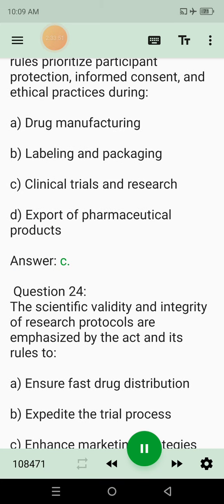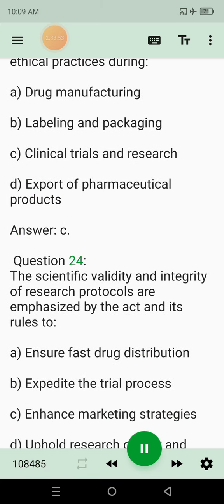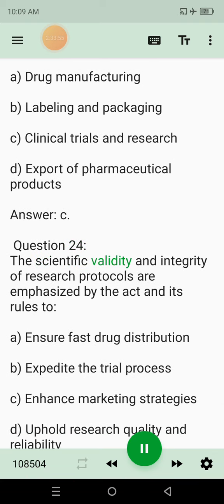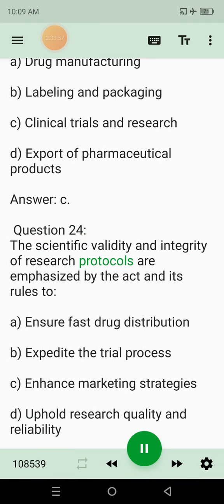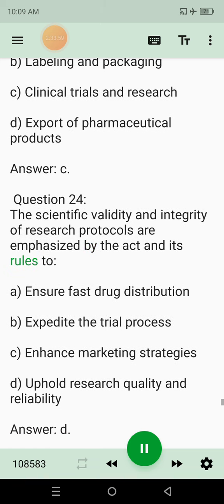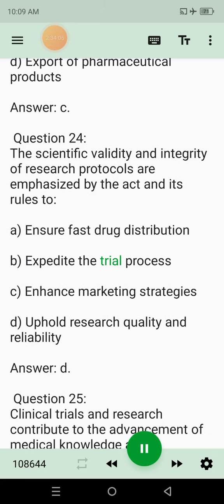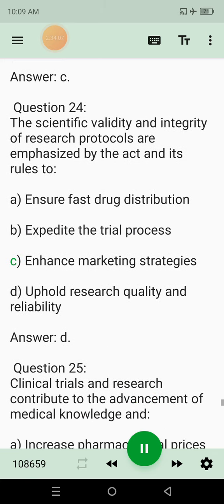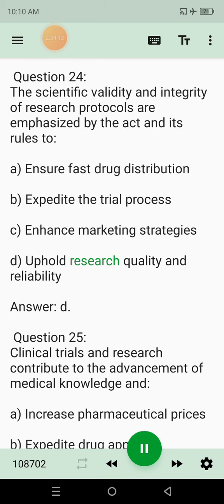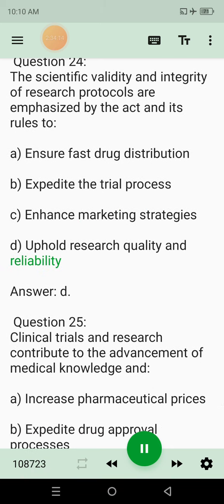Answer: C. Question 24. The scientific validity and integrity of research protocols are emphasized by the Act and its rules to A. Ensure fast drug distribution. B. Expedite the trial process. C. Enhance marketing strategies. D. Uphold research quality and reliability.